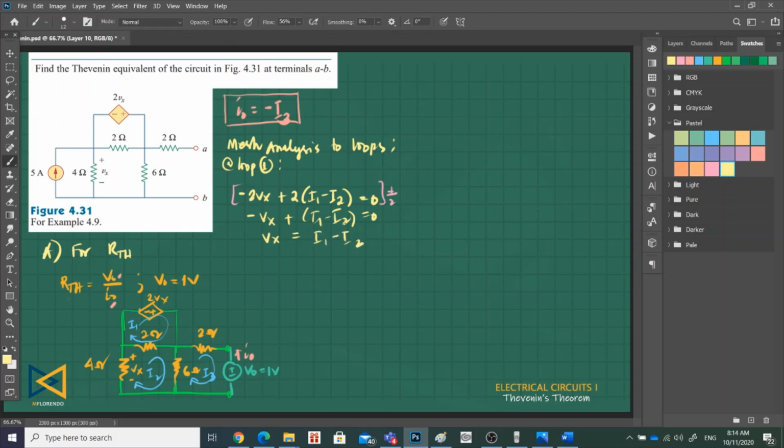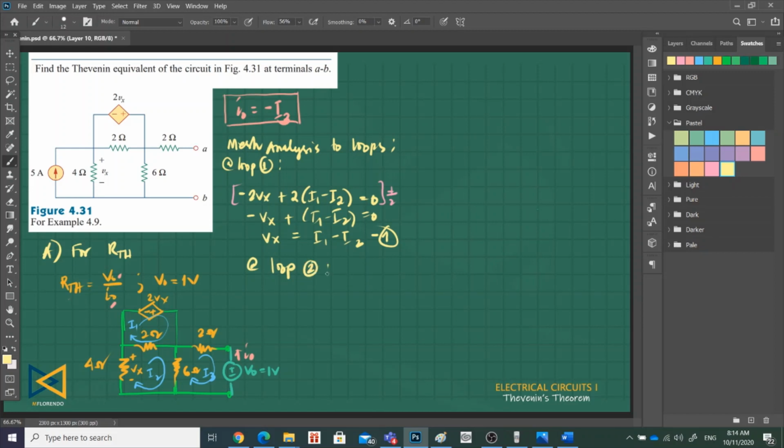Okay. Ano pa? Ano pang pwede natin gawin dito? Sige, ganyan na muna. So, standby muna natin. Let's say this is equation 1. Mamaya balikan natin yan. Okay, next at loop 2.